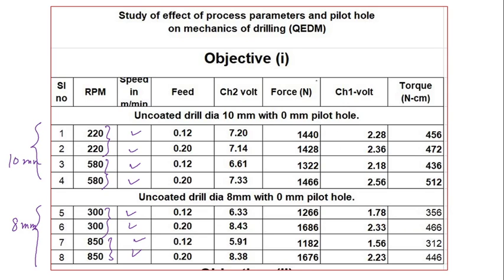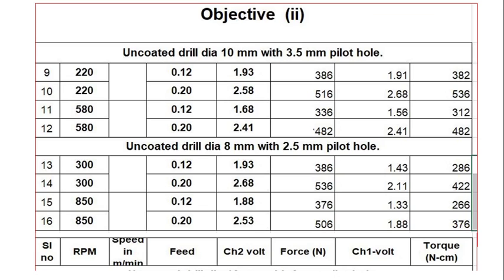This is the thrust force, which is in Newton, and this is the torque. It is in Newton centimeter. It is given here. This is for objective number 1. Let us concentrate on one number, which is this one. This is 456 and this is 1440. When you repeat the experiment with a pilot hole, this 1440, as you can see, goes down to 386.